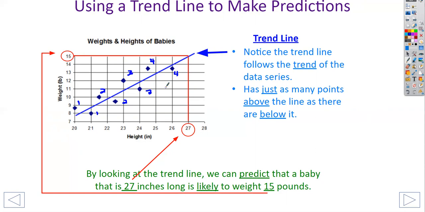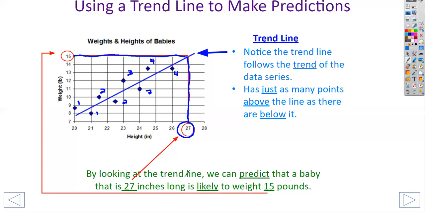And then what they want to do is make a prediction. So what it says is by looking at the trend line, we can predict that a baby that is 27 inches long is talking about height. So we then went to 27 down here on the x-axis, and we drew a line vertically up until we hit our trend line. And then we went to the left until we found the number on our y-axis, which in this case is 15. Therefore, a baby that is 27 inches in height is probably going to weigh about 15 pounds.